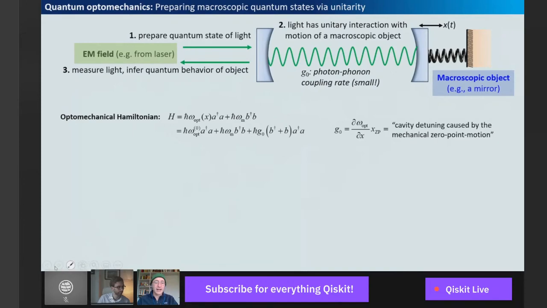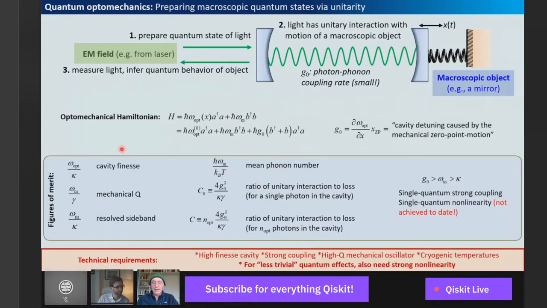And in these devices, we care about dimensionless combinations of their parameters. We'd like the cavity linewidth kappa to be small enough that we have a high finesse for this cavity. We'd like the mechanical oscillator's damping rate to be small enough that it has high Q. Sometimes we want it to oscillate fast compared to the amount of time a photon spends in the cavity. That's called the resolved sideband regime. This mechanical oscillator is going to be coupled to a bath somehow with temperature T. And so we're interested in, on average, how many phonons are living in this mechanical oscillator?